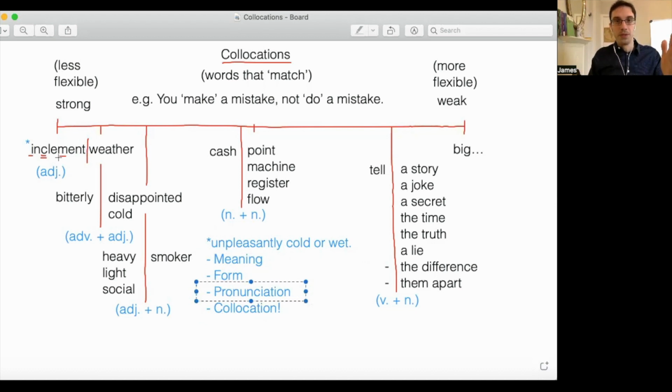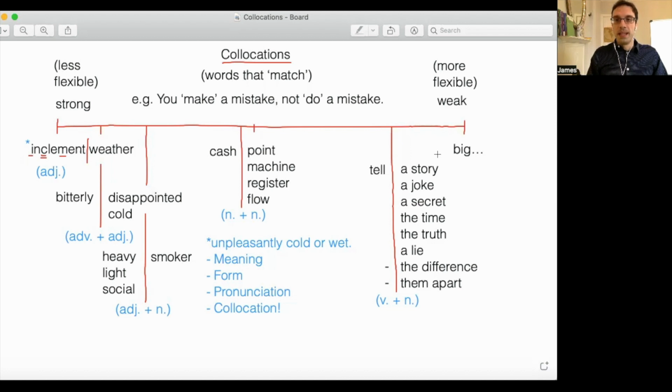So inclement, all right? And then as far as collocation goes, it only really collocates, or at least it collocates very strongly with the word weather. There are not many other things that you can describe as inclement, okay? So that is an example of a strong collocation, inclement weather, okay? And the only place you really hear this is at UK train stations because the weather's always usually inclement over here. And they say something like, due to the inclement weather, please take care when walking on the platforms, okay?